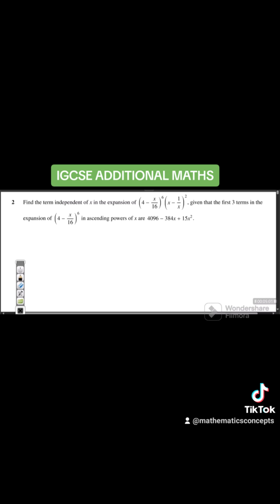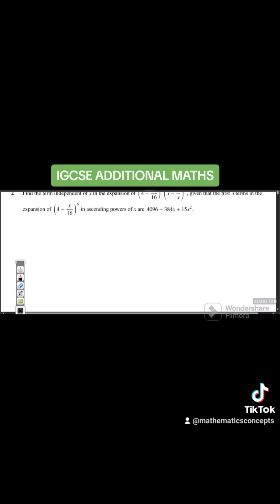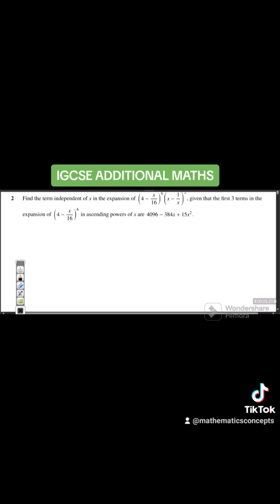But for this question, I would like us to just go through a general methodology, which is binomial expansion using combination. Now we are made to understand that we should find the term independent of x in this expansion, given that the first three terms have been obtained. So if we expand this, raised to the power of 6, you are going to be getting 4096 minus 384x plus 15x squared. If you expand this, this is what you are going to get from what we are actually given.